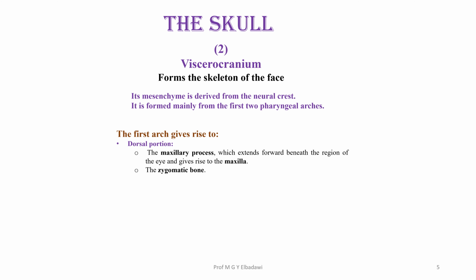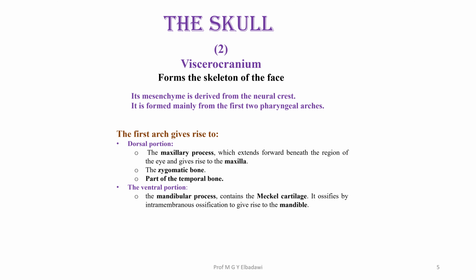and also to the zygomatic bone and part of the temporal bone. These are the derivatives of the dorsal portion. The ventral portion of the first arch is what we call the mandibular process, which contains Meckel's cartilage, and that cartilage is ossified by intramembranous ossification, which will end by giving rise to the mandible. Meckel's cartilage will disappear completely and is represented only by the sphenomandibular ligament in the adult.